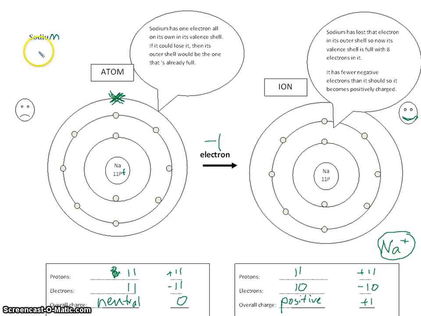You'll notice that metals like sodium, iron, magnesium, they all lose electrons and make positive ions. All of the non-metals like oxygen or fluorine or bromine or sulfur add electrons and become more negative.